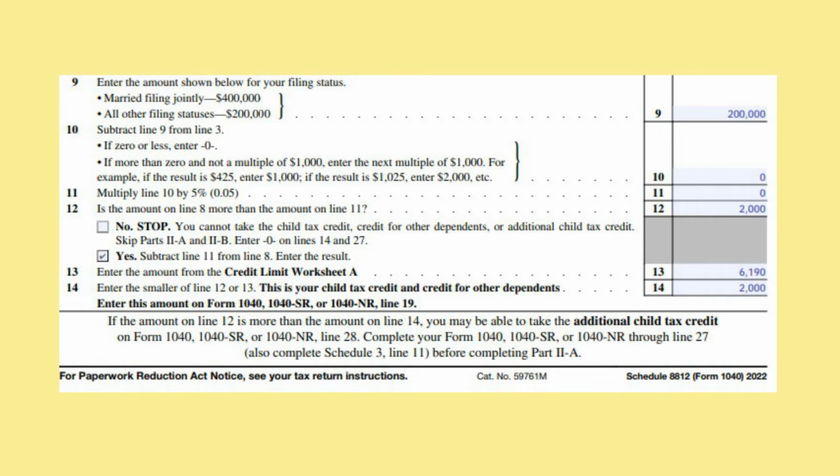On line 9, enter 200,000 as instructed. On line 10, subtract line 9 from line 3, which will be 0. Thus, line 11 will be 0. Since the amount on line 8 is more than the amount on line 11, check the box yes and enter $2,000 as you will subtract line 11 from line 8. On line 13, we will enter the amount from the Credit Limit Worksheet A.